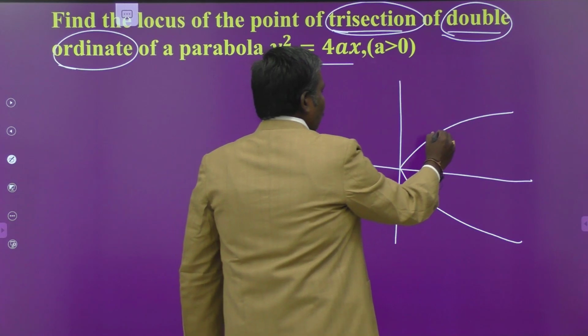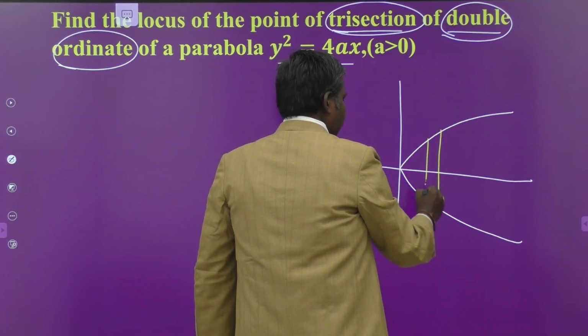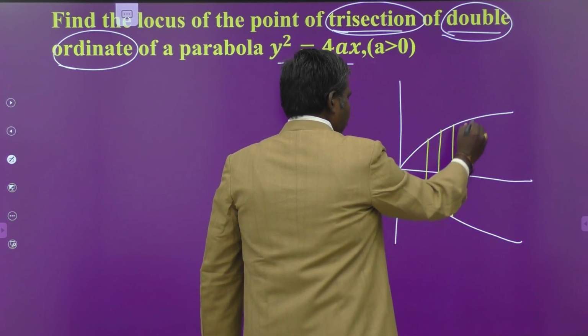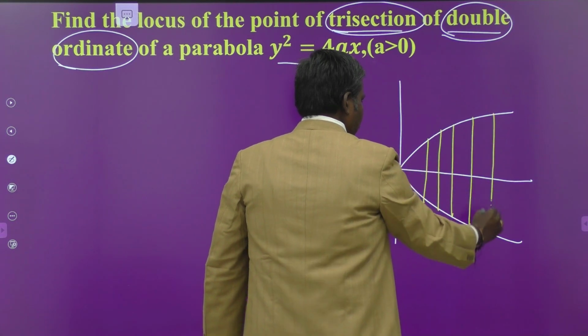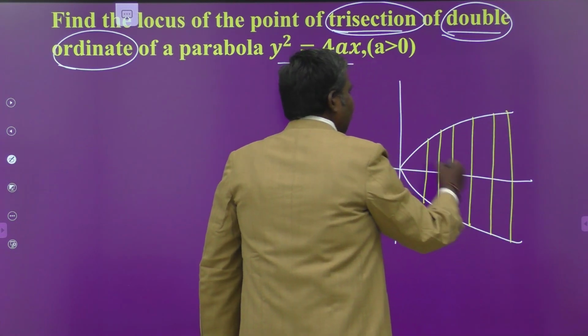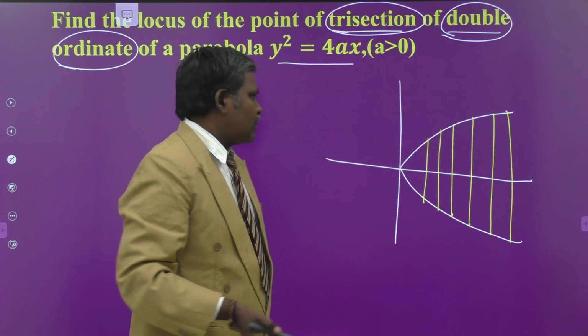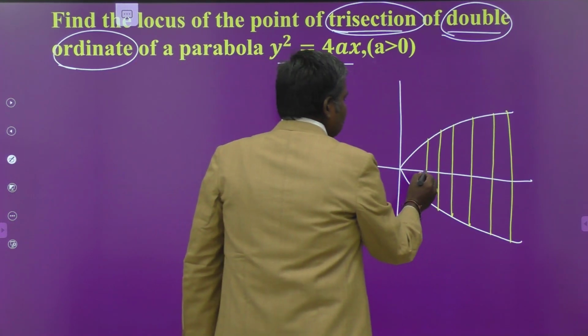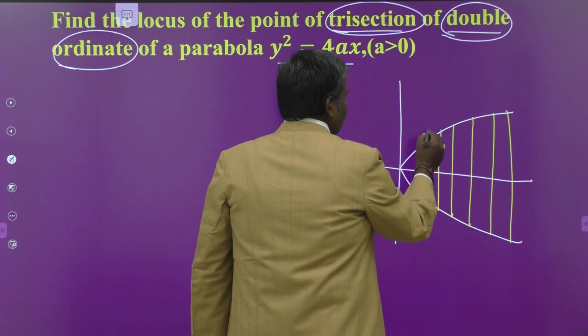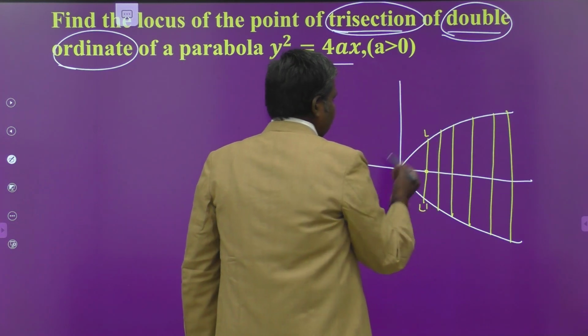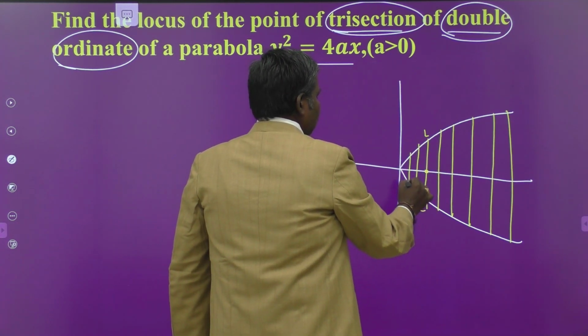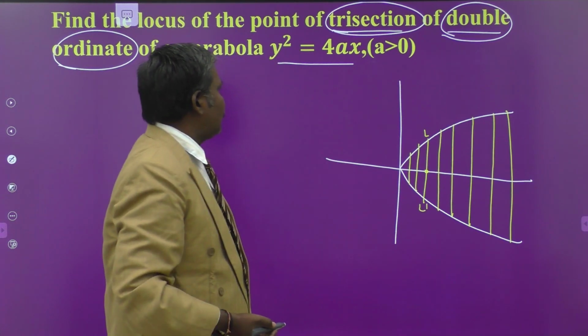So these are all double ordinates. You can draw infinite number of double ordinates. Their lengths are different from one to another. If it is passing through the focus, that is said to be what? Latus rectum. This is the special case. These are also double ordinates. You have infinite number of double ordinates.